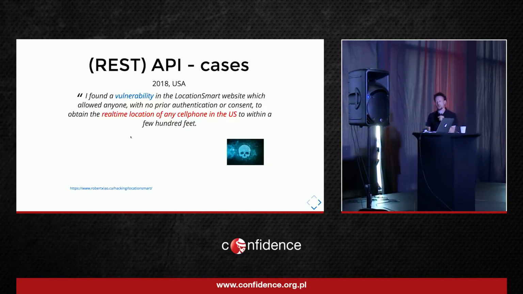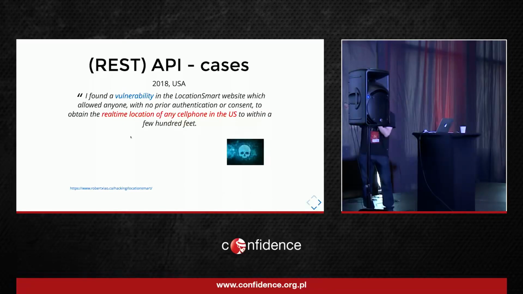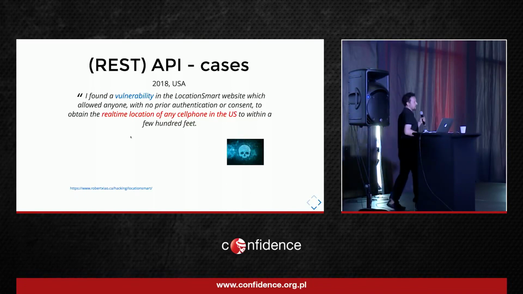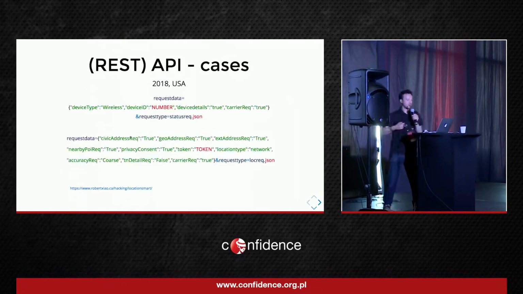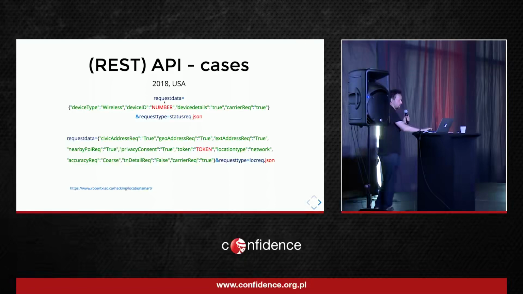And someone exploited this demo stuff and was able to track the location of every single cell phone in the US in real time. And the problem was in their API. The website was pretty safe, pretty secure, but the API was a bit crazy. He needed actually 2 requests. Here is our number, so your number or the number of your victim. And here is another important thing, this JSON.